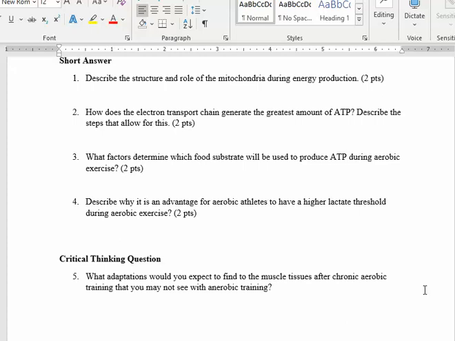So what adaptations would you expect to find in the muscle tissue after chronic aerobic training that you would not see with anaerobic training? So this does require you to know the difference between aerobic and anaerobic training. And then you also have to know the adaptations and how those are different for aerobic versus anaerobic training. And then describe what we see with aerobic exercise versus anaerobic.